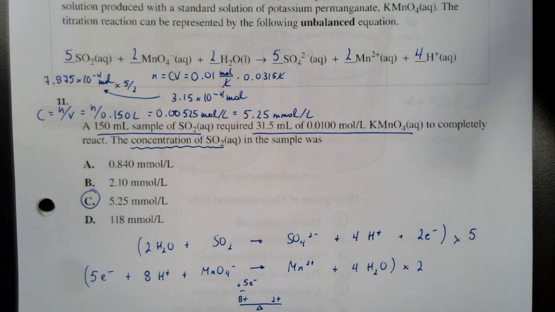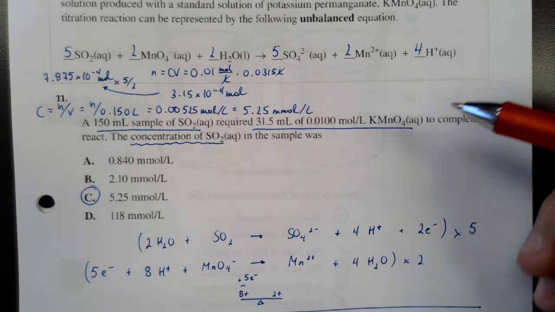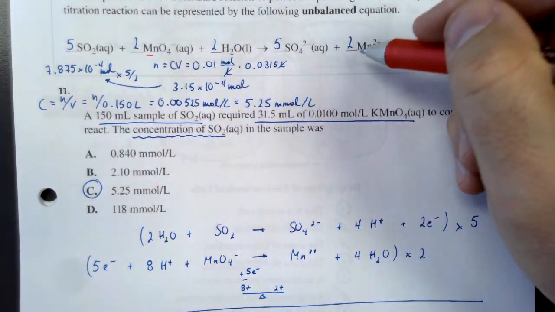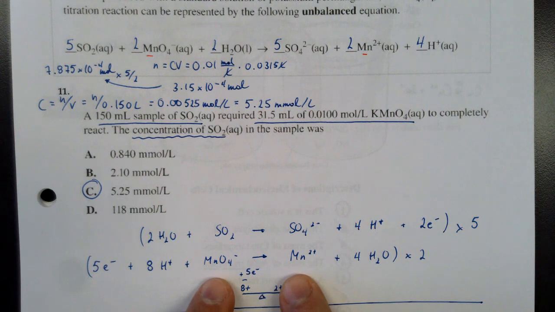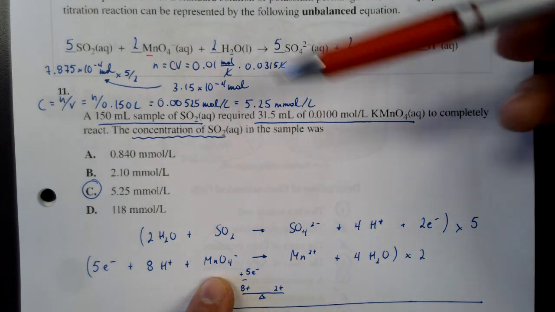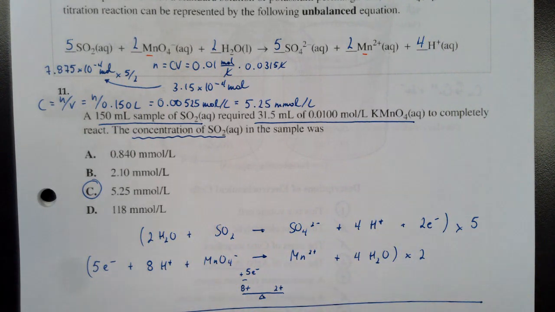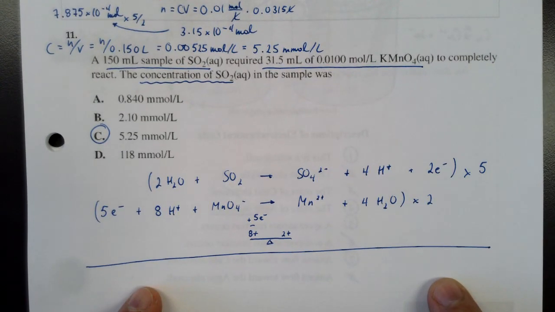My work is a bit messy. Please follow with me as we go. Step 1. I want a balanced chemical equation. Here's how I get it. I see manganese here and here. I use that to form its half reaction. I see sulfur here and here, SO2, SO4 2 negative. And then I go about balancing these half reactions.